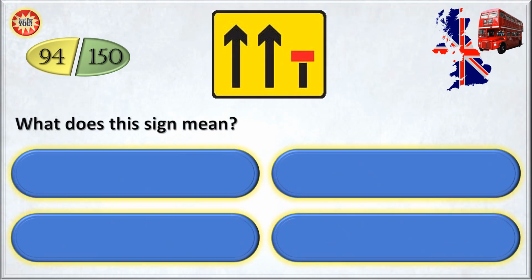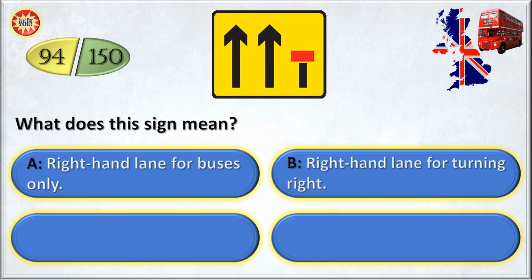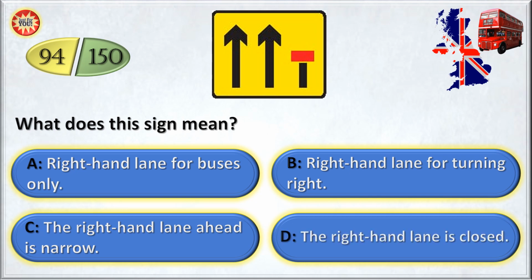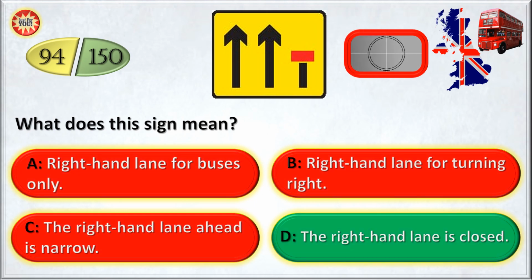What does this sign mean? Right-hand lane for buses only. Right-hand lane for turning right. The right-hand lane ahead is narrow. The right-hand lane is closed. The right-hand lane is closed.